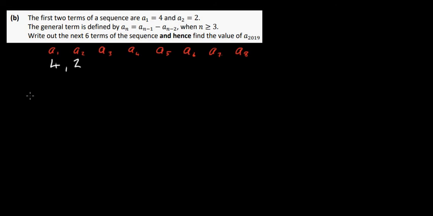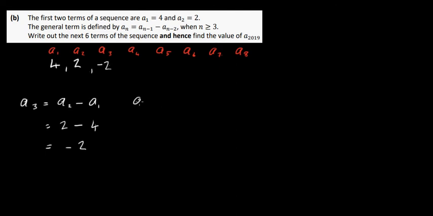So let's start then. We want A3. What they're saying here is A3 is equal to, that's a_(n-1) would be A2, minus a_(n-2), so that would be A1. So we want A2, which is 2. We want to subtract A1, which is 4. So we get minus 2. So A3 here is just going to be minus 2.